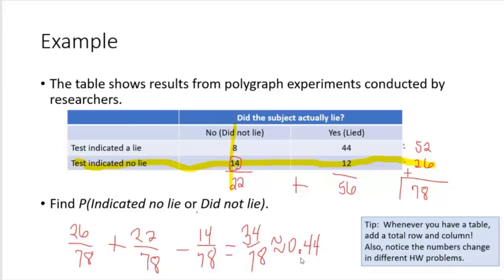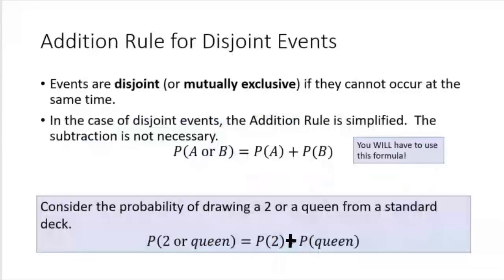The fraction is exact, but when I don't have an exact decimal, that's an approximation then. All right, so we've done a couple of those then. If you are trying to do the or, you've got to add, and then don't forget to subtract out that overlap if they do overlap.